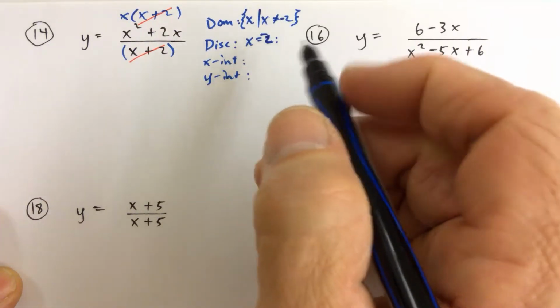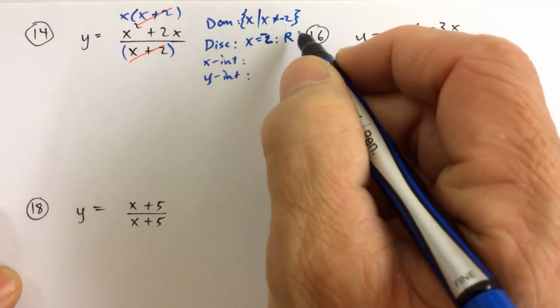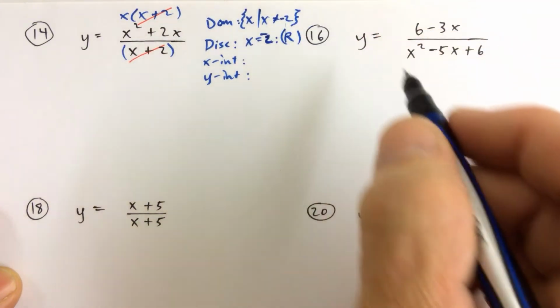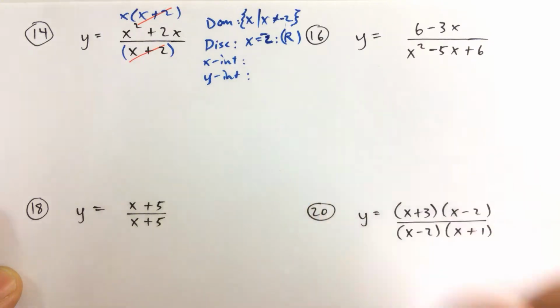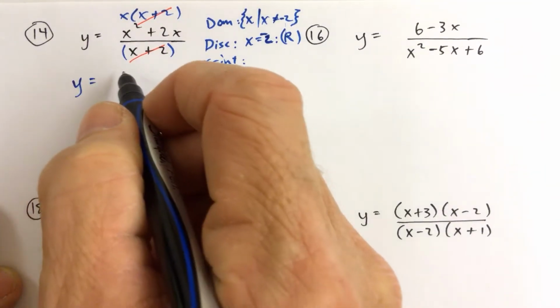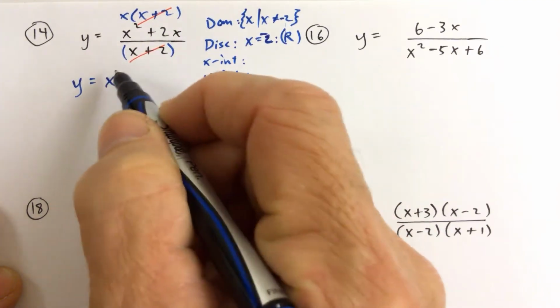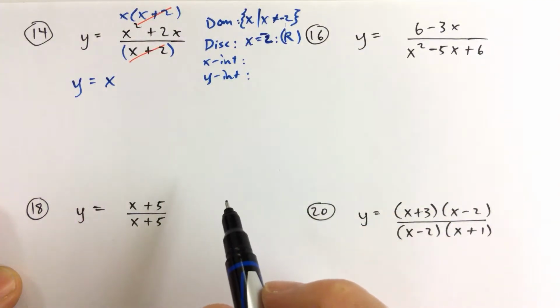And then let's go ahead and classify that. Notice that we already canceled that, so that would be a removable. And I'm going to use R for removable and NR for non-removable. And then it's a matter of us finding the intercepts. Now, when we want to find the intercepts, this is where we get our reduced version of our function. Notice that we cancel the x plus 2's. So really all we have left is y equals x.